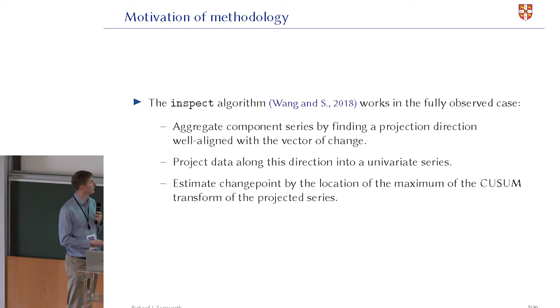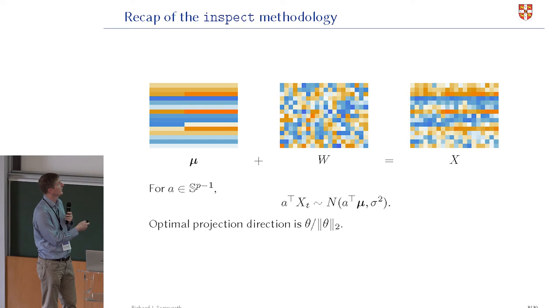Okay, so here's a cartoon of what we're doing here. We've got our signal here, so we're piecewise constant in all coordinates. Many of them are not changing at all, but a small number of them are changing simultaneously in time. Okay? This is corrupted by noise, so what we get to see is this X matrix here.